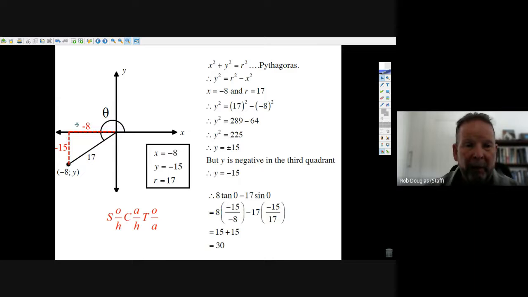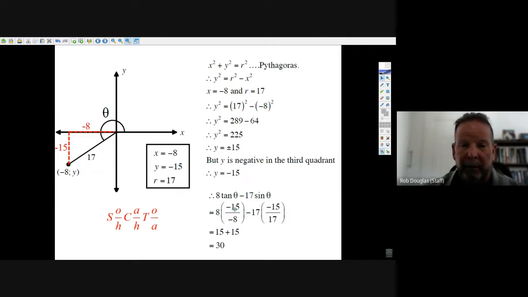Well, now we have the whole triangle. We have the adjacent side, we have the opposite side, we have the hypotenuse side. We can use SOHCAHTOA to find any of the three trig functions. Well, tangent theta, opposite over adjacent, is -15 over -8. Sine theta is opposite over hypotenuse, which is -15 over 17. -8 over 17 was cos theta that we were given.